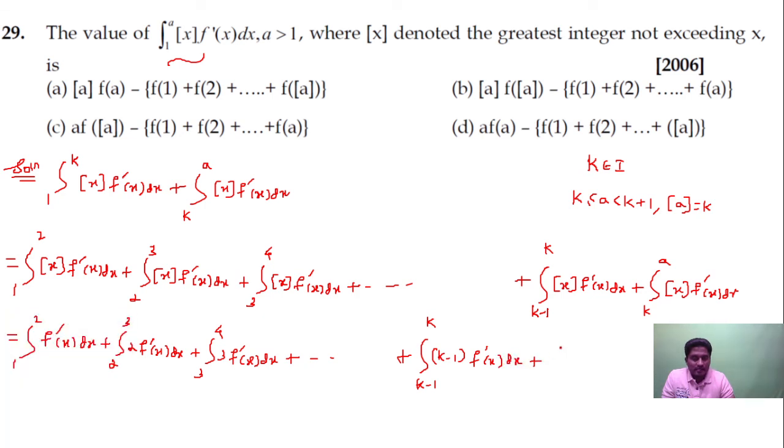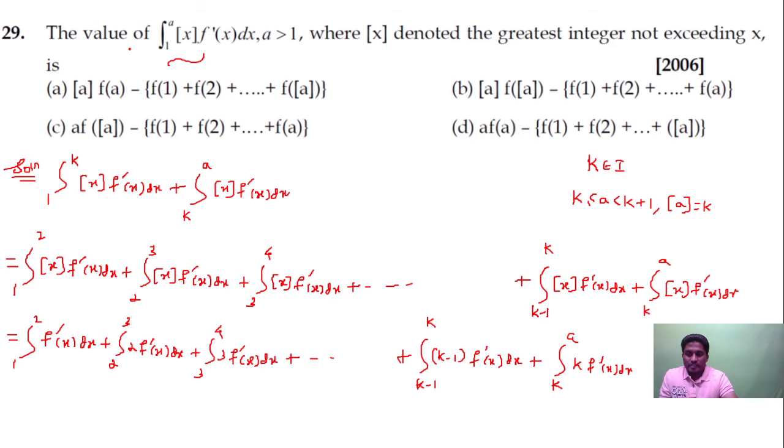Plus integration between k and a, box x will be equal to k, and then you get f dash of x dx. That is, we are taking the lower limit: 1 to 2, 2 to 3, 3 to 4. Between 1 and 2, box x is 1. Between 2 and 3, box x is 2, like that.